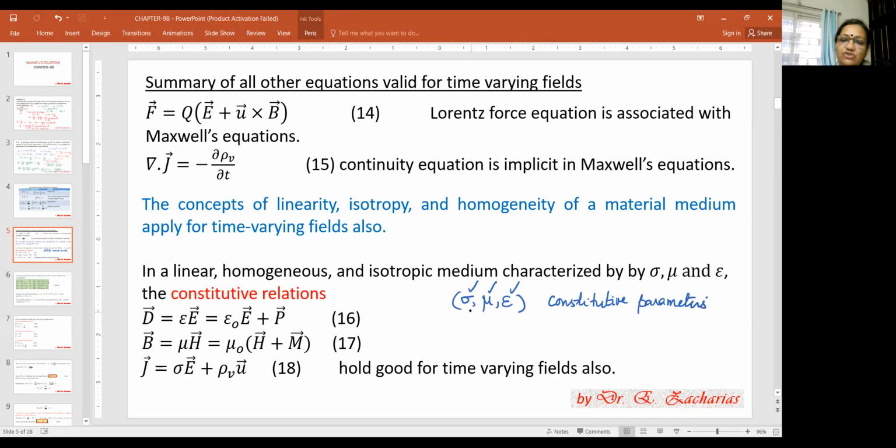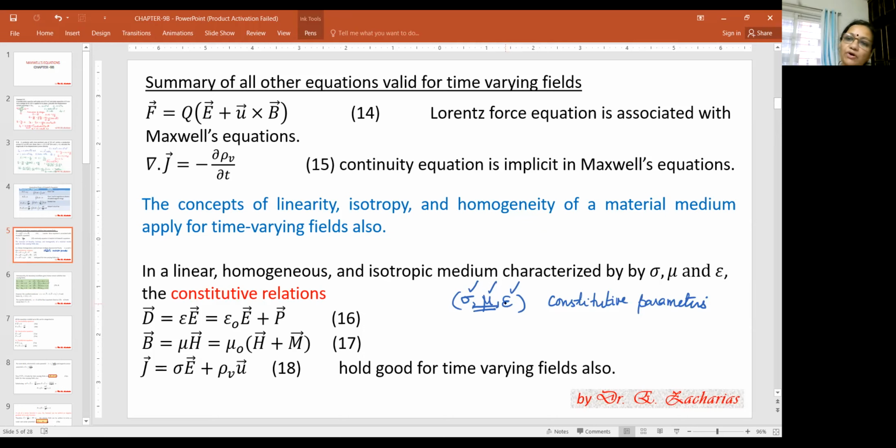And the value of these constitutive parameters will tell you whether the medium is a dielectric or a conductor or, let's say, free space. For example, for free space, sigma will be 0, no conduction. Mu will be mu naught. Epsilon will be epsilon naught. So basically, these three are called the constitutive parameters.